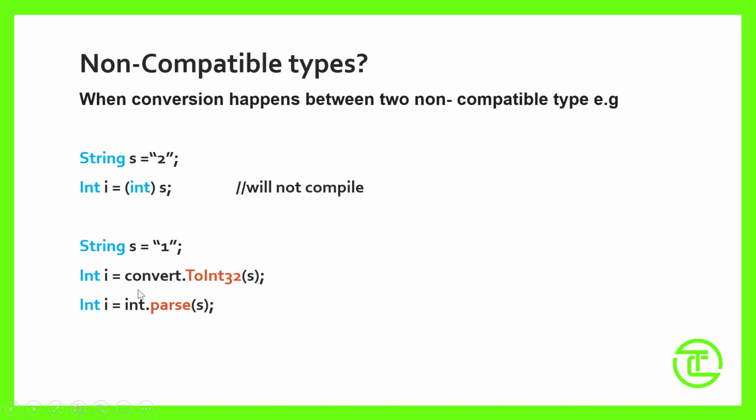Convert class is from System namespace, and we have different methods of Convert class. For example, here I am using ToInt32, as you can see, to convert the string type variable to integer type. I am passing string as an argument, and this integer method will convert string to integer for us. We have another method, int.Parse. This method will parse the string type to integer type. Every primitive data type have Parse method by using which you can convert the variables between non-compatible types.